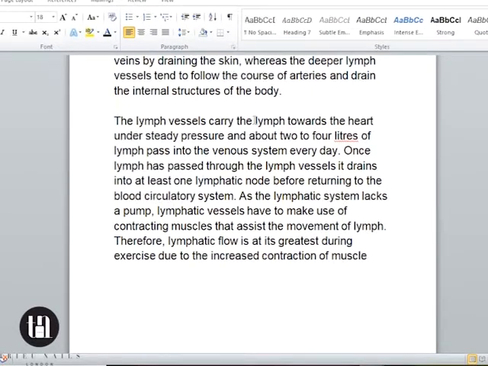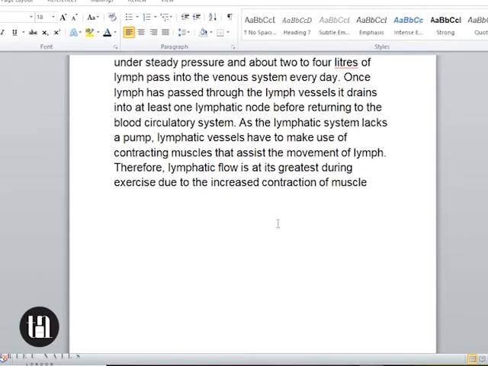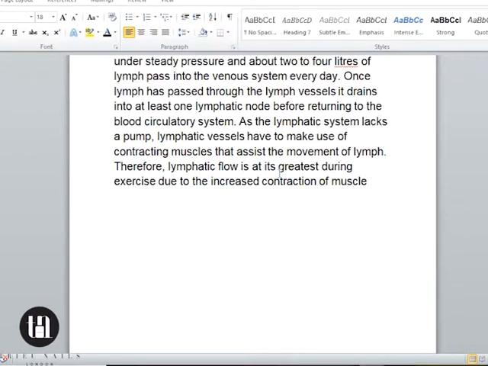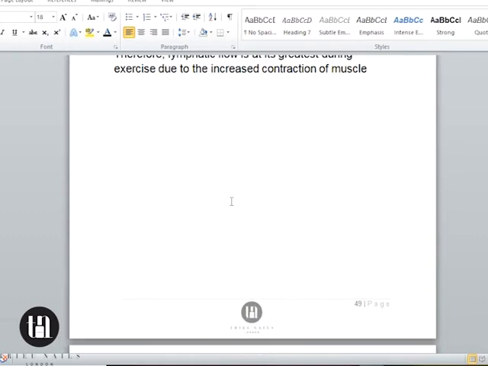The lymph vessels carry the lymph towards the heart under steady pressure. About 2 to 4 liters of lymph pass through the venous system every day. Once lymph has passed through the lymph vessels, it drains into at least one lymphatic node before returning to the blood circulatory system. As the lymphatic system lacks a pump, the lymphatic vessels have to make use of the contracting muscles that assist the movement of the lymph. Therefore, the lymphatic flow is the greatest during exercise due to the increased contraction of muscle. So that's quite heavy in terms of what the lymphs are.